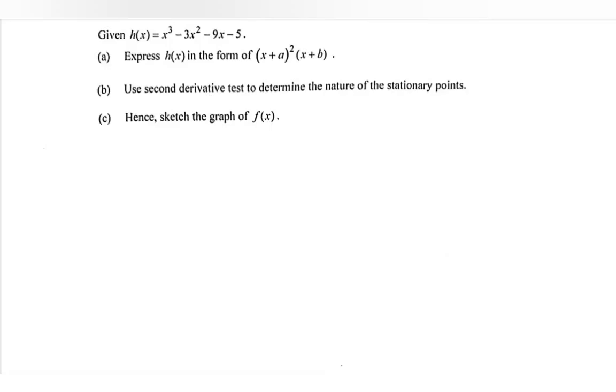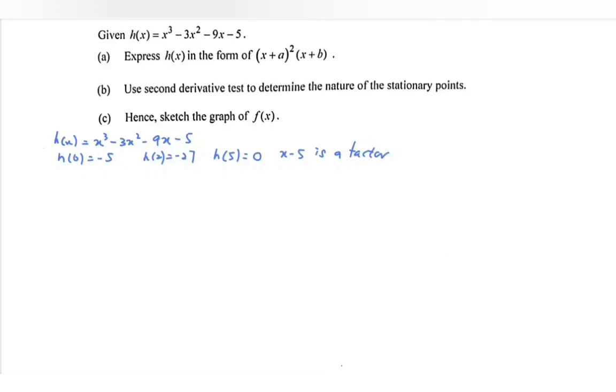So for example, h(x) is equal to x to the power of 3 minus 3x squared minus 9x minus 5. Kindly key in the function into the calculator and make use of the calculate function. For example, h(0) we have negative 5, and then h(2) is equal to negative 27, h(5) we have 0. So that means x minus 5 is a factor.